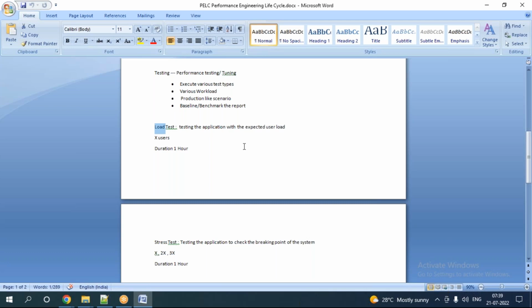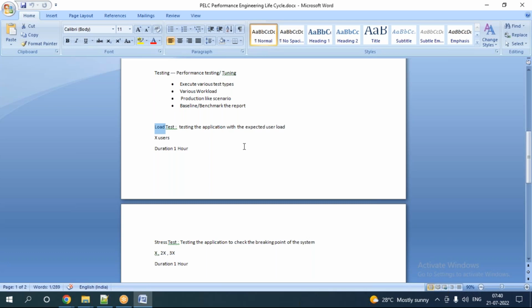People will try to ask a twisted question during the interview. They will say, what if it is a brand new application? Because the expected user load, you have to define it, right? You have to understand what that expected user load is. So applications can be categorized into two types: new application and existing application.